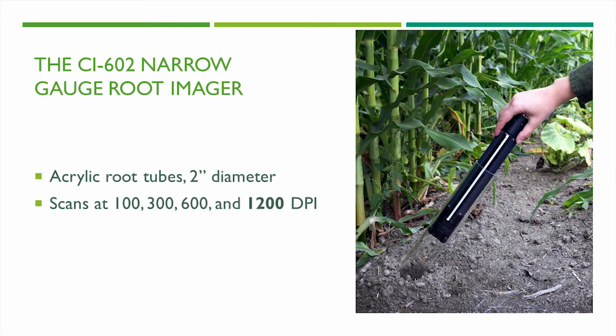All right, the CI-602 narrow gauge root imager is nearly identical to the 600, other than a few key differences. One is that it is a narrower gauge, right? We've got the acrylic root tubes, which are 2 inches in diameter. And the scans can take resolutions of up to 1200 dpi versus the 600 dpi in the 600 model.